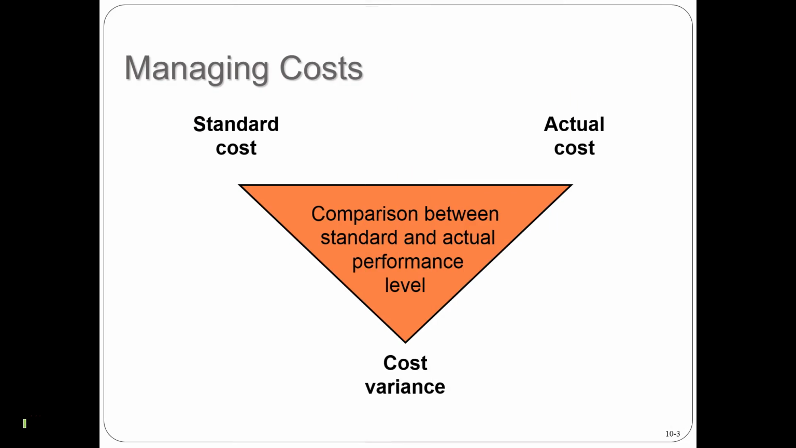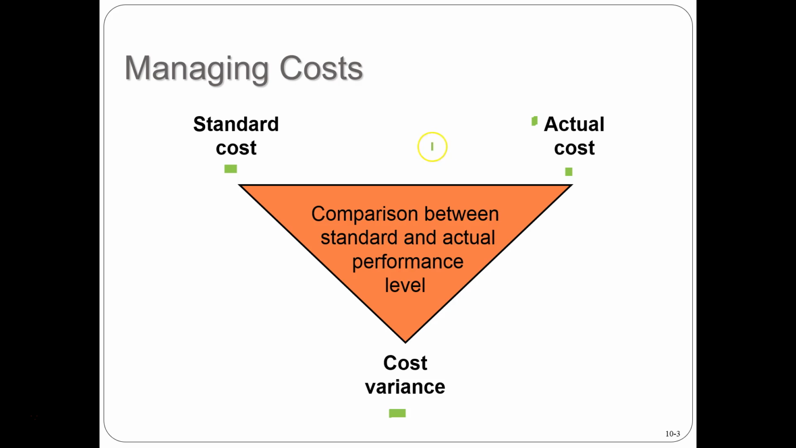So we have managing costs. We're going to take a look at the standard cost, the actual cost, and the cost variance. The standard cost is kind of like a budgeted cost. We're going to figure out what we believe the cost should be, and then go through the process and have the actual cost of what it is after the month has ended, or whatever time frame we are talking about.